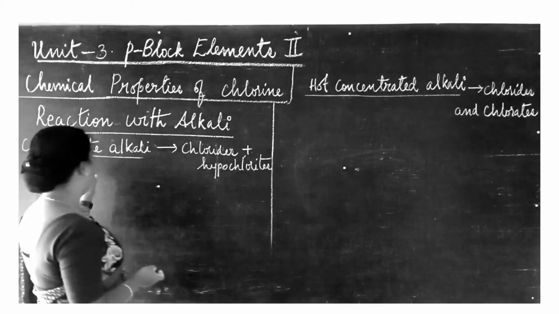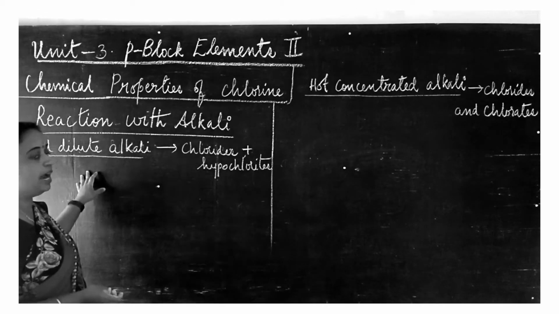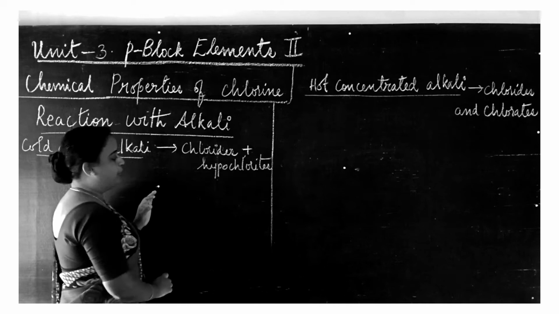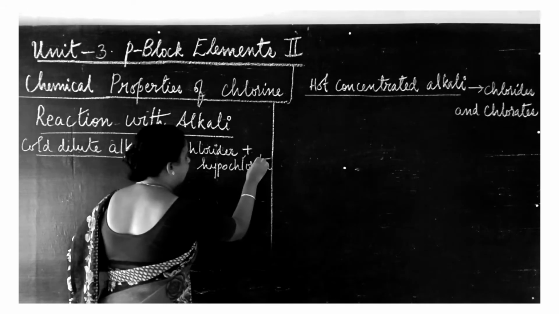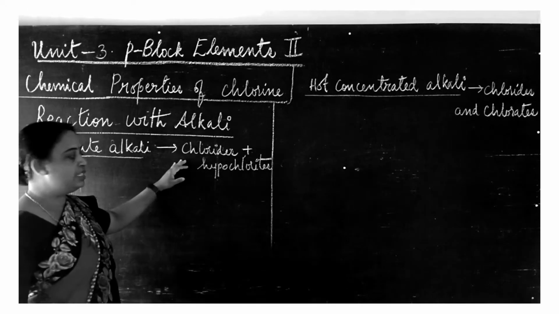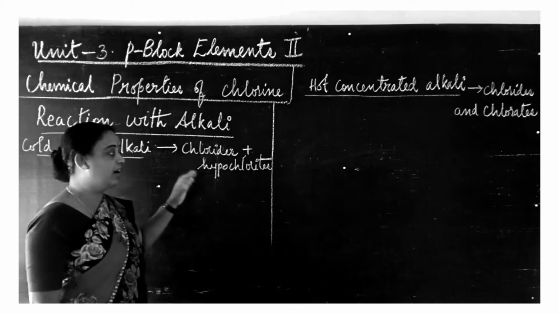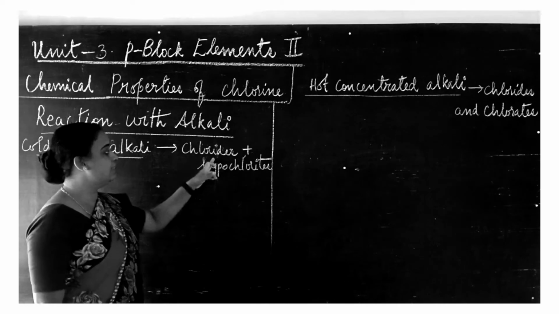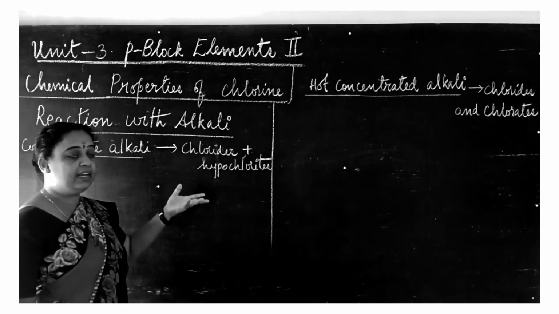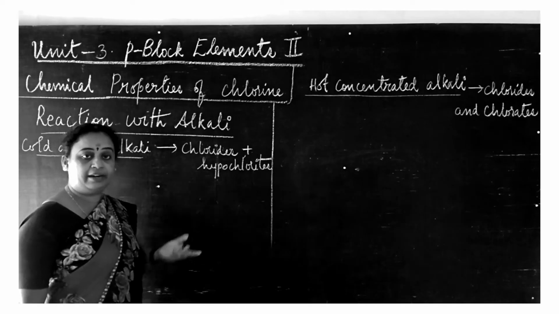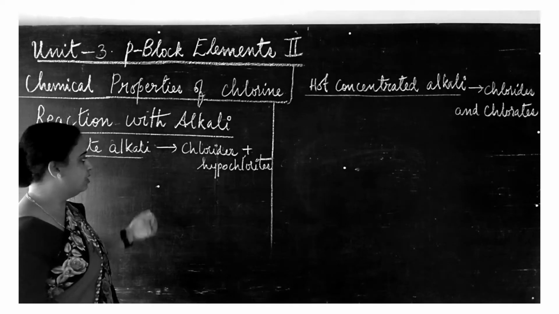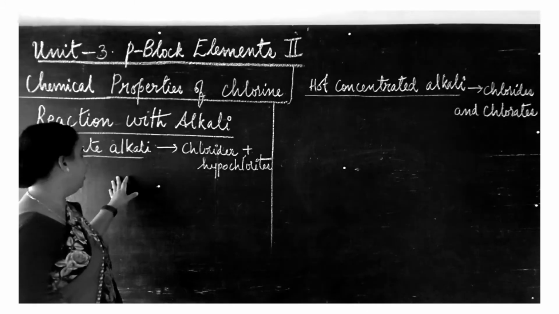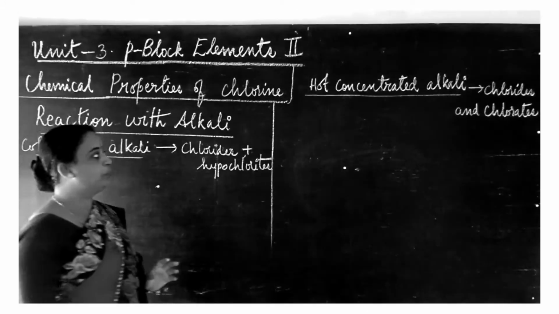So when the alkali is cold dilute and chlorine reacts, you get two products. What are those products? Chloride is one product and hypochlorite is another product: chlorides and hypochlorites. This is hypochlorite, whereas this is chloride. For chloride, I can give you the example of sodium chloride. So chlorides and hypochlorite are the two products you get when chlorine reacts with dilute alkali.